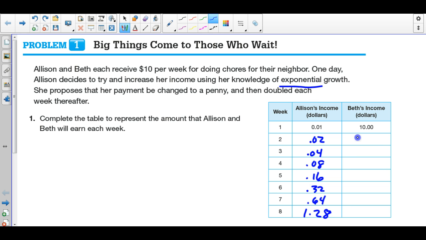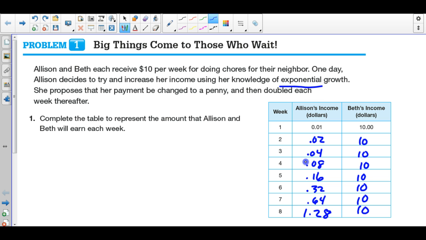Her friend, meanwhile, is getting $10 each week. So she's getting a constant $10. That's what they're looking for. This is the amount that you're adding to her initial amount every week. Again, this isn't their total, it's just the amount that they're getting every week. So she gets paid $1.28 on the 8th week. She got paid 64 cents during the 7th week. You would add all these totals up if you wanted to figure out a sum.